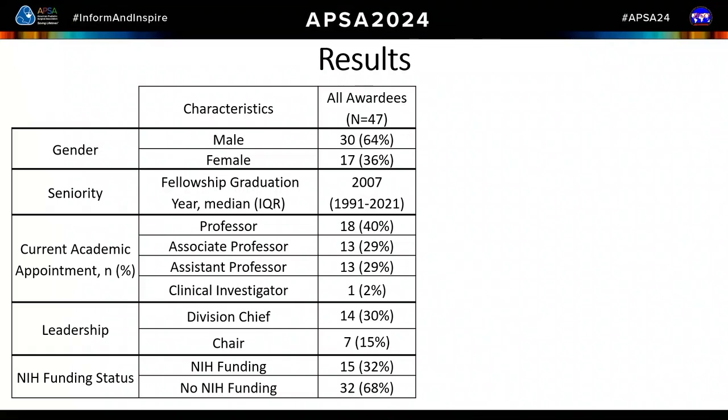When looking at the awardees, we had 47 from 1996 to 2022. 36% of them were female, which is congruent with the APSA population. The median fellowship graduation year was 2007. 40% of them had obtained full professorship. 30% were division chiefs, 15% had become chairs, and 32% had gone on to obtain NIH funding.